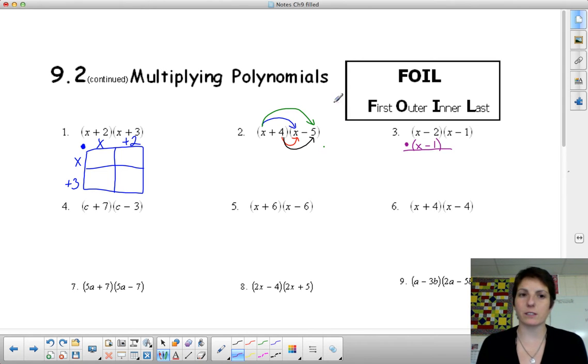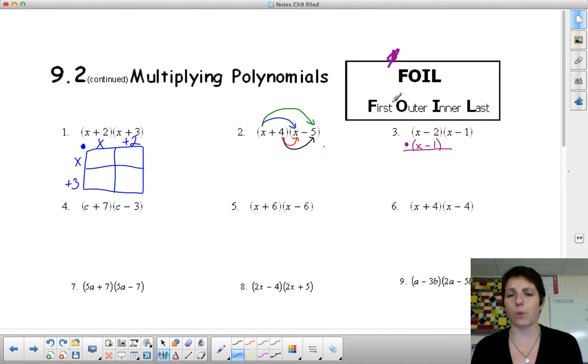Okay, let's continue our discussion about section 9.2, by looking at multiplying polynomials. I'm just going to do a quick recap so that we have some things filled in and you have a note about it to look back at. Remember, we talked about this concept of FOIL in class.